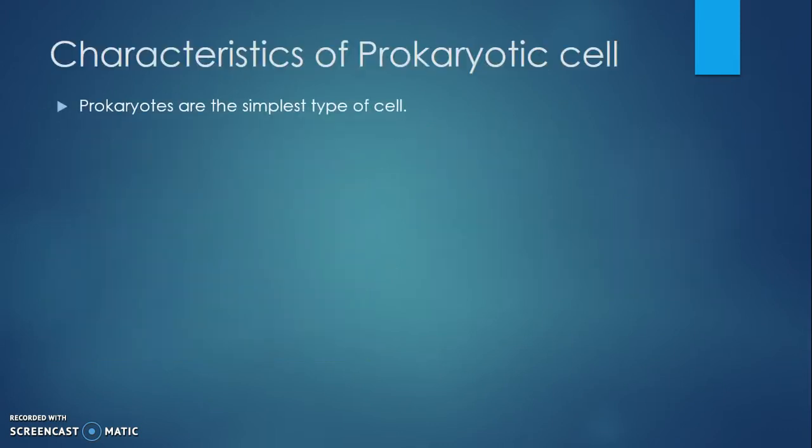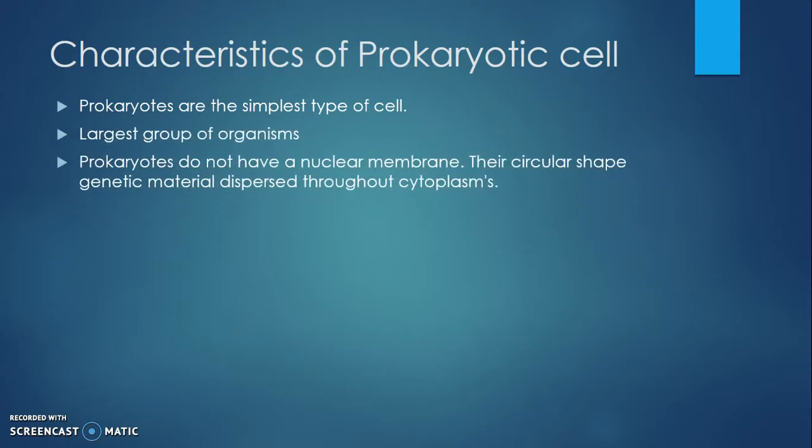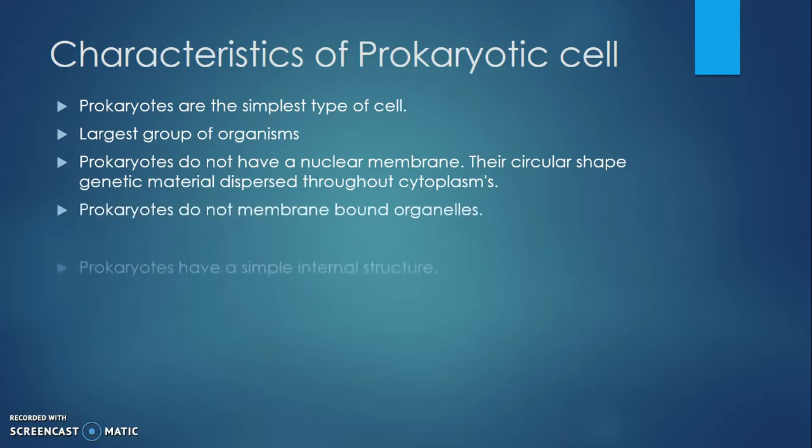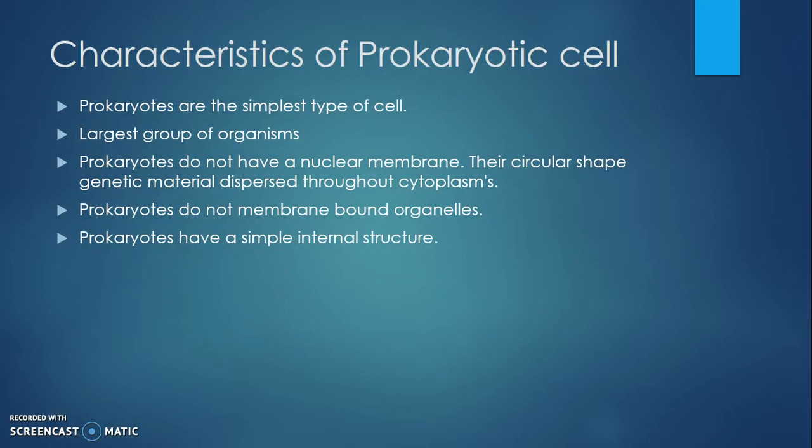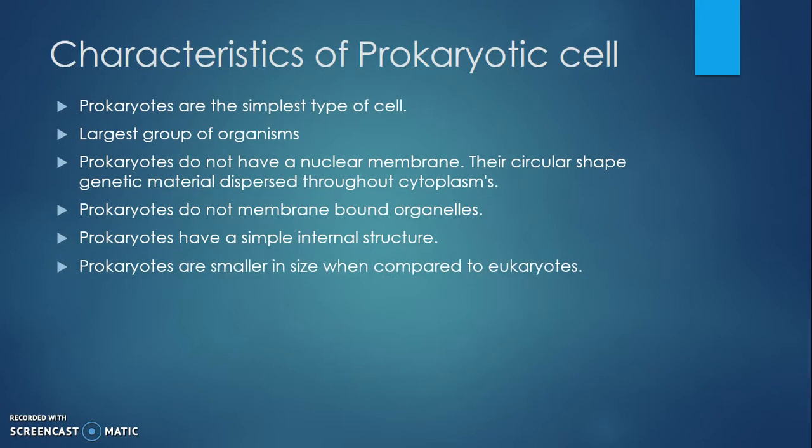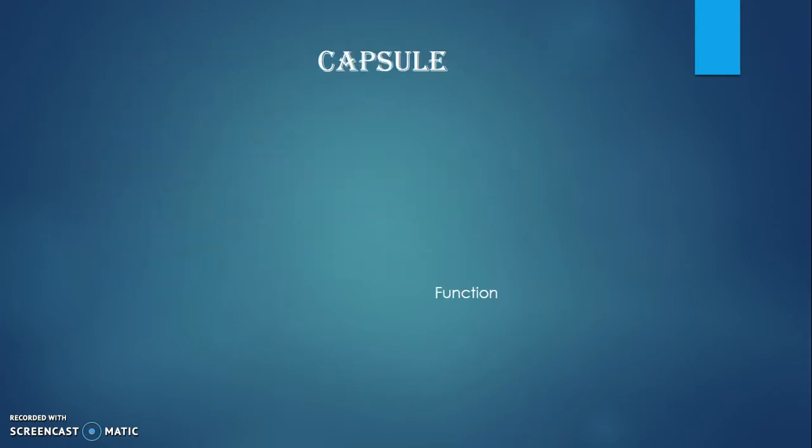And the characteristics: prokaryotes are the simplest type of cell and the largest group of organisms. Prokaryotes do not have a nuclear membrane. Their genetic material is dispersed through the cytoplasm. Prokaryotes do not have membrane-bound organelles. They have a simple internal structure. Prokaryotes are smaller in size when compared to eukaryotes.